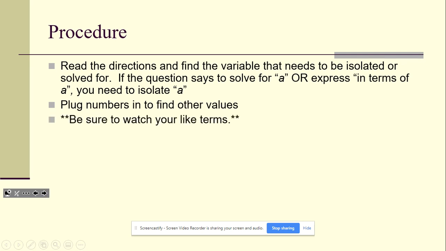And of course, be sure to watch like terms. Again, like terms, just as a reminder, are terms that have the same variable and the same exponent assigned to that variable.